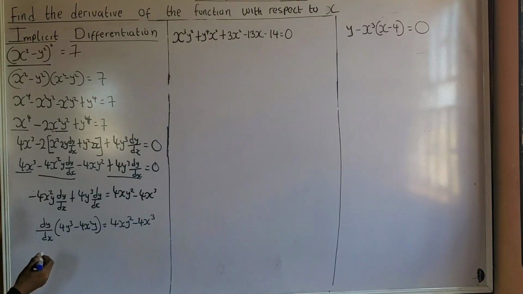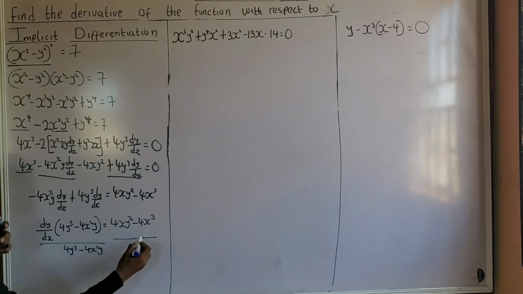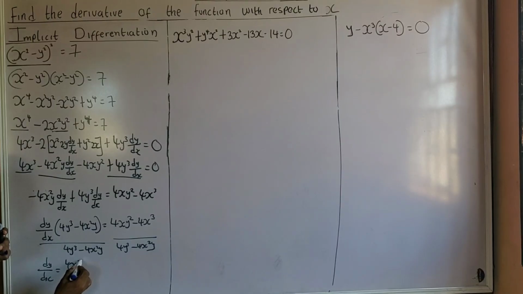To get dy over dx, you have to divide both sides by what? 4y raised to the power of 3 minus 4x squared y, over 4y raised to the power of 3 minus 4x squared y. So dy all over dx will be equals to 4xy raised to the power of 2 minus 4x to the power of 3, all over 4y raised to the power of 3 minus 4x squared y. Then you can factorize if you like. You can factorize 4.